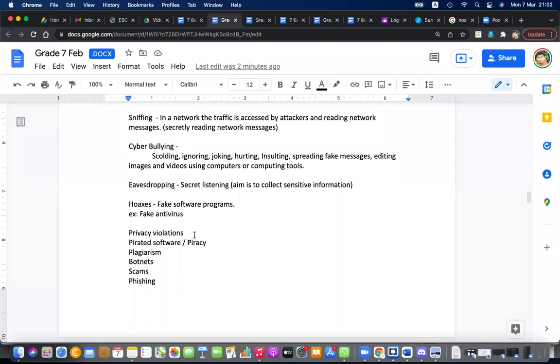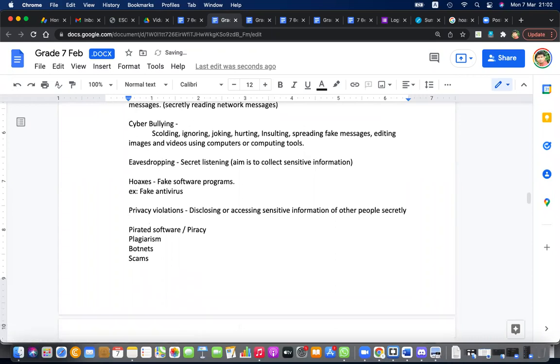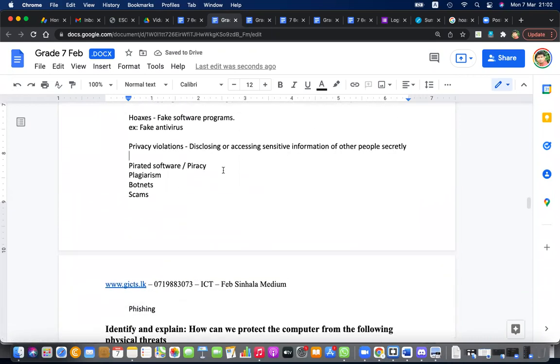Privacy violations. That is basically disclosing or accessing sensitive information of other people secretly. That is a privacy violation. You're getting information about other people without their knowledge. Secretly taking details about someone without them knowing. That is a privacy violation.